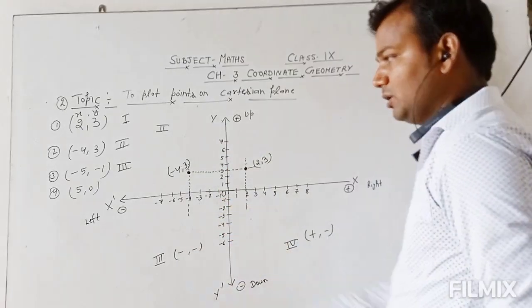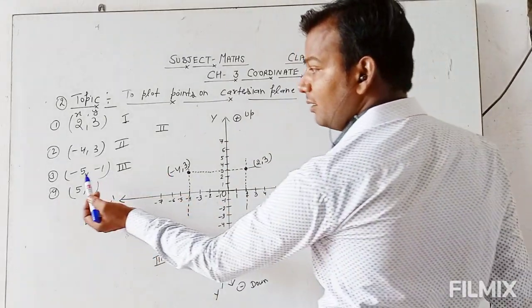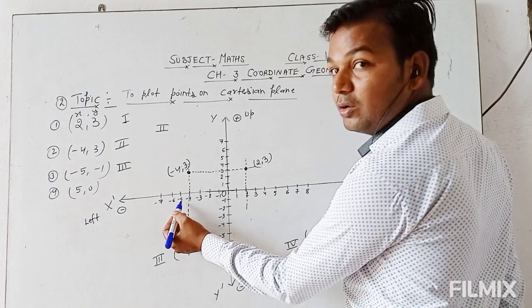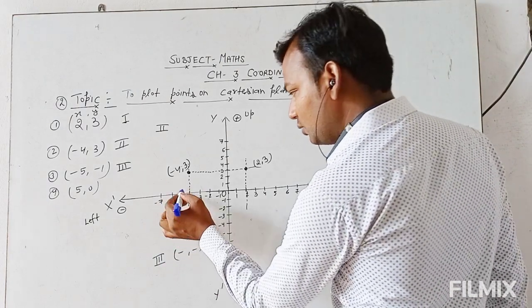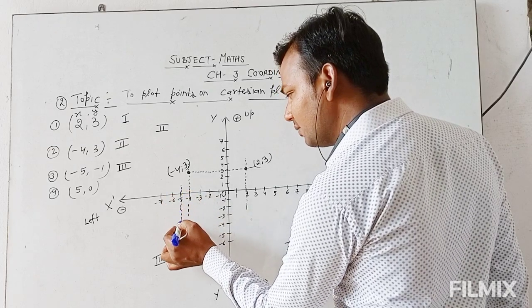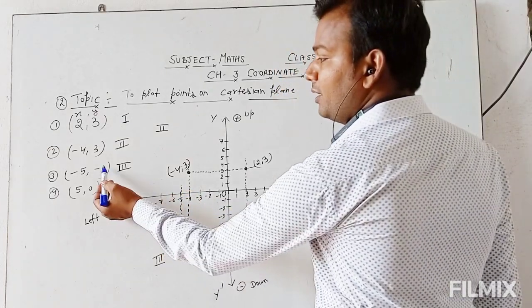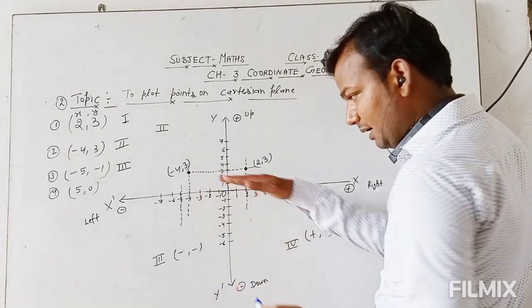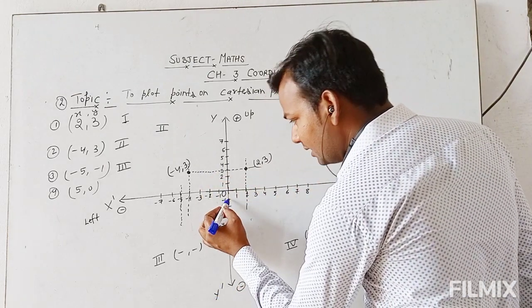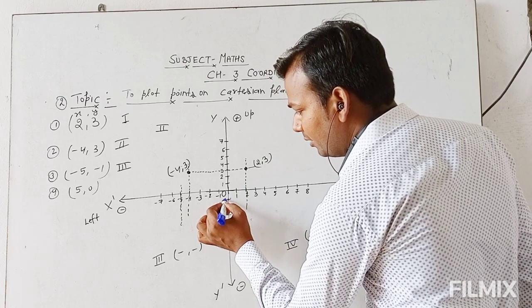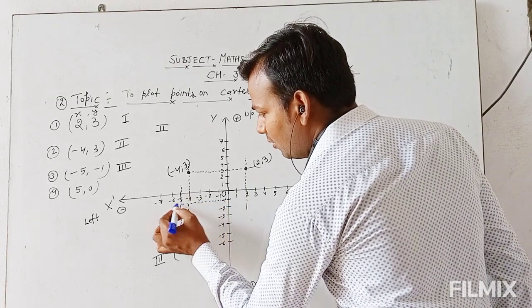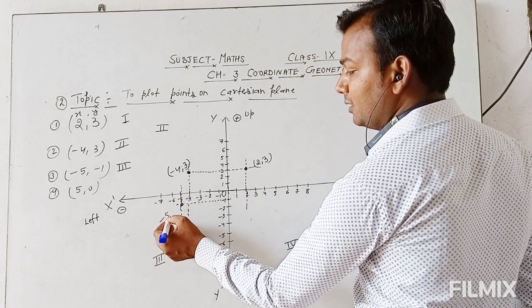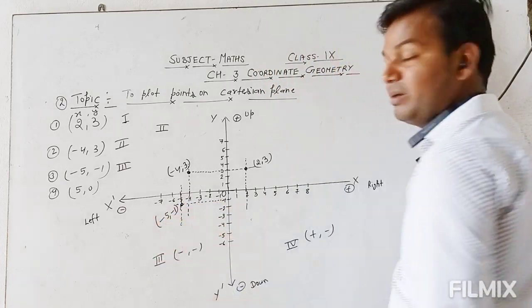Now plot this third point. Here the x coordinate is -5. -5 is here; the negative direction of x is this. So draw a perpendicular like this way. It is -5. And the y coordinate is -1, so y is negative and downward. This is -1. Draw a perpendicular like this way. This is the intersection point. So this intersection point represents (-5, -1).